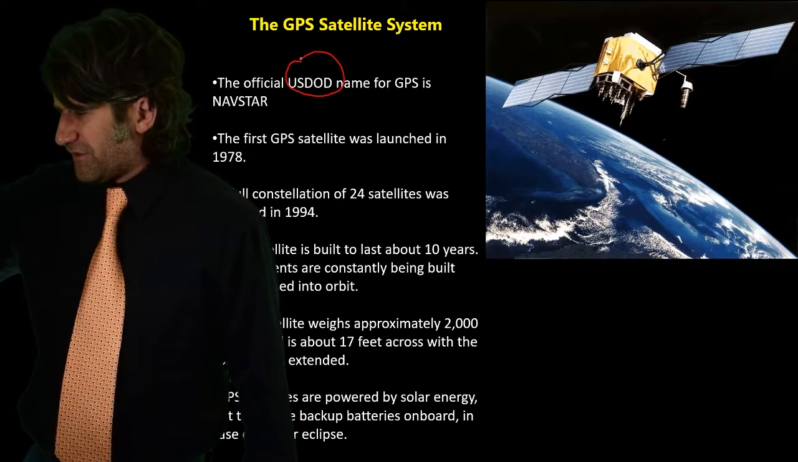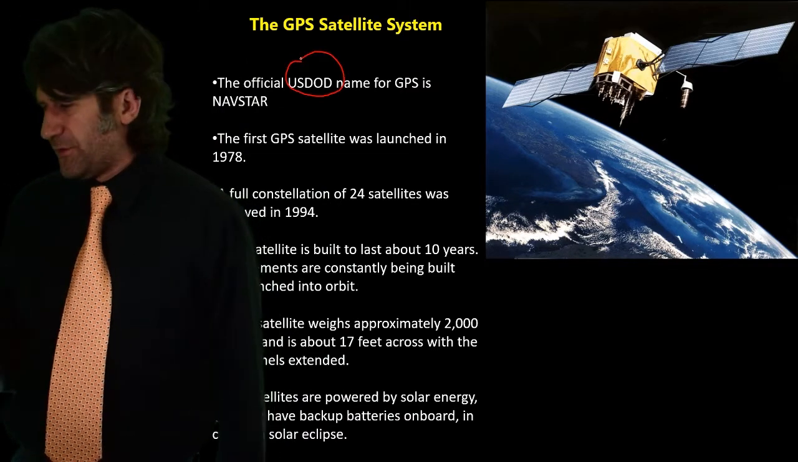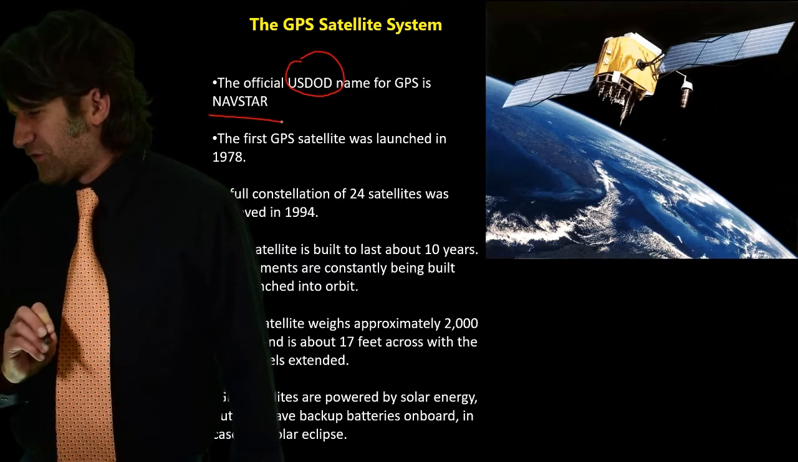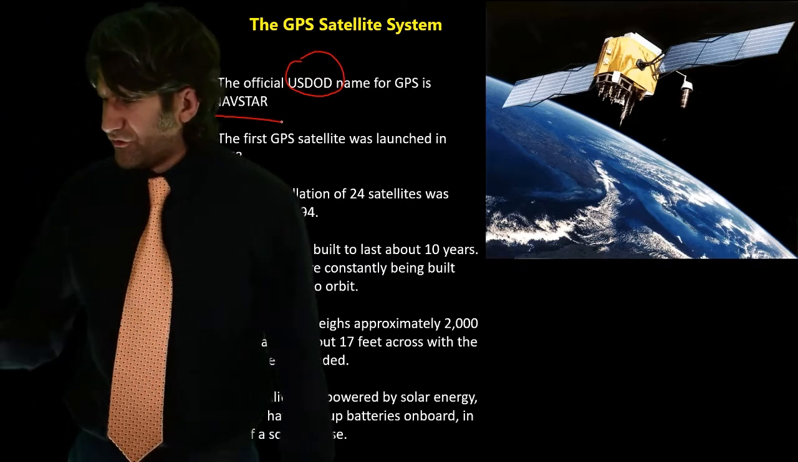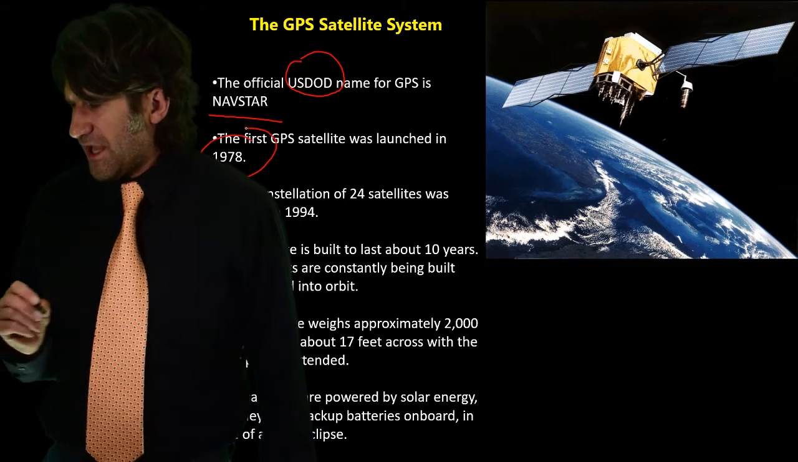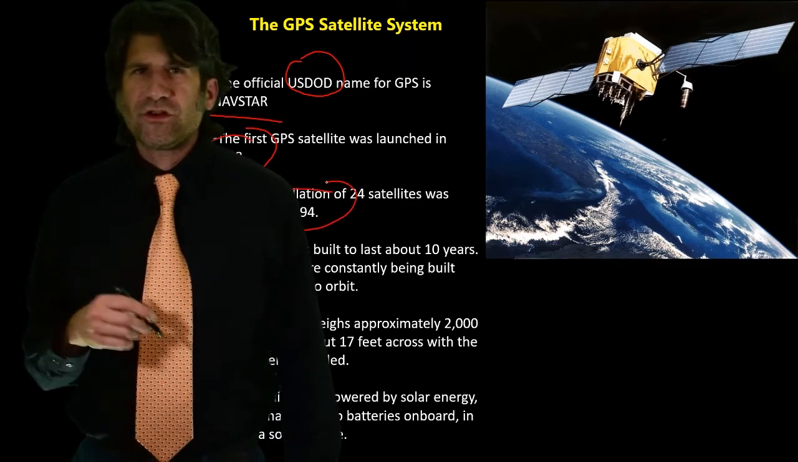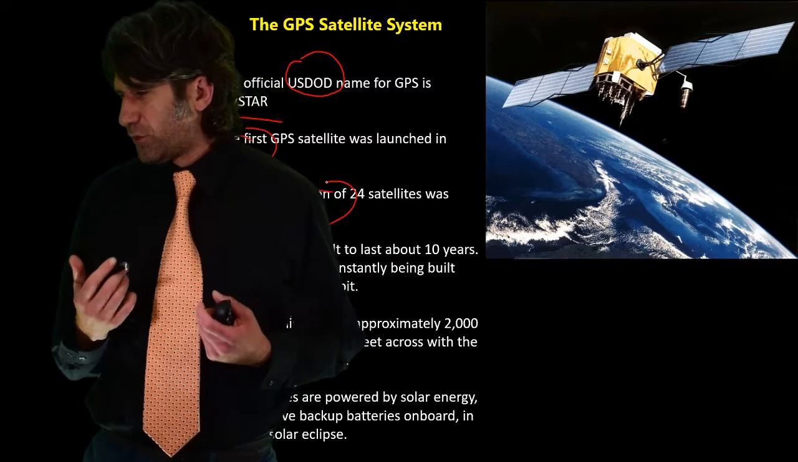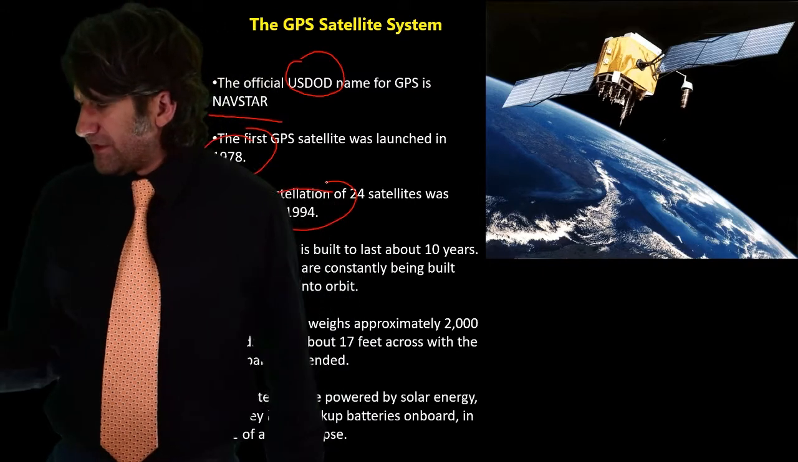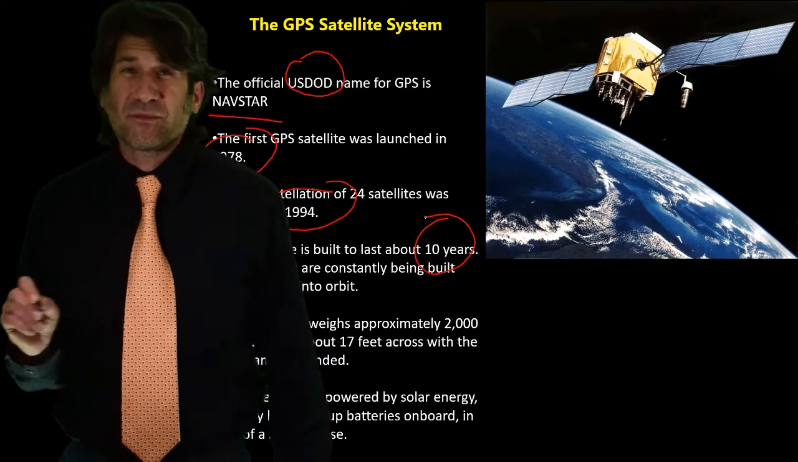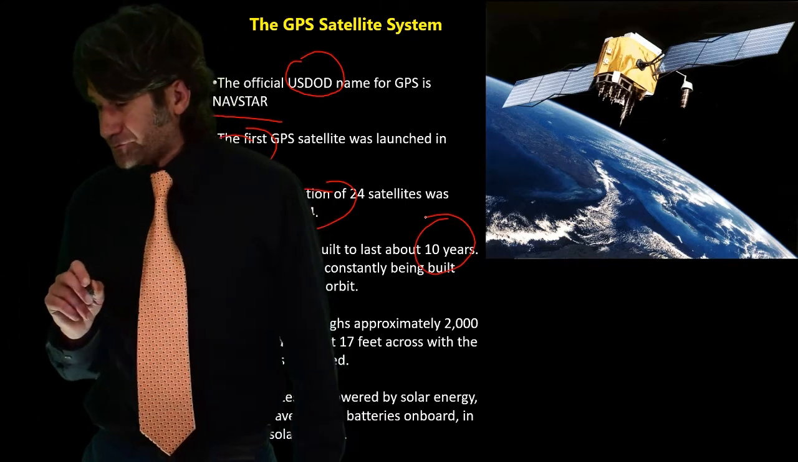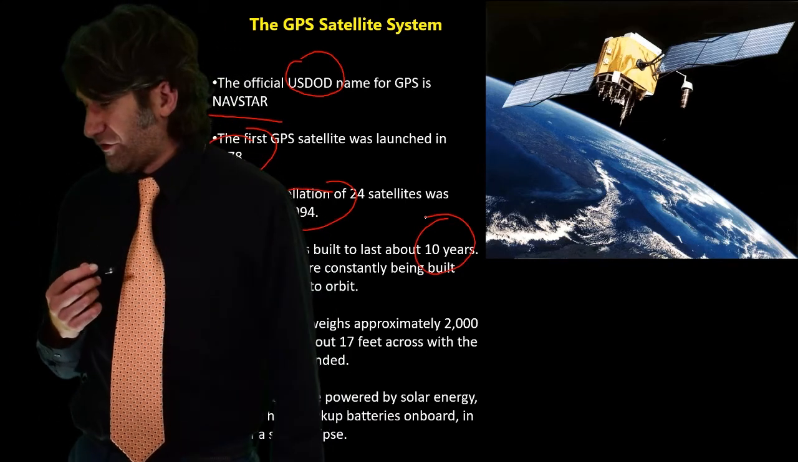The Department of Defense has officially named our GPS system in the United States Navstar. This system was started in the late 70s, and we had our full constellation by the mid-90s, when you really see the use of GPS explode around the globe. These things don't last forever. They last about 10 years, and we send up new ones constantly.